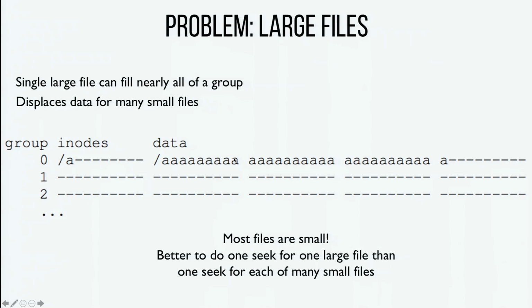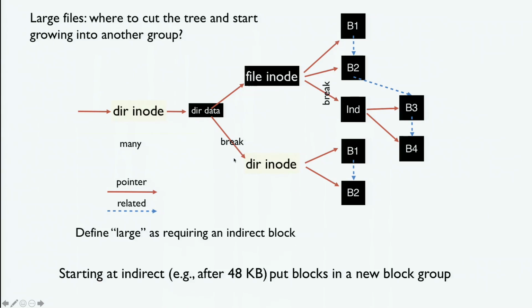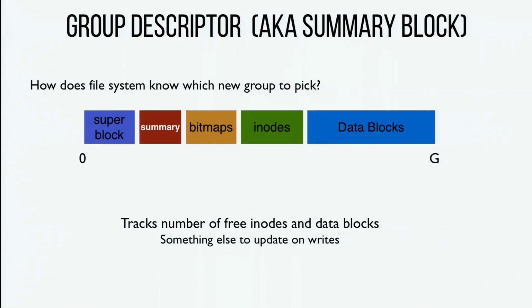All right, so one other piece of information we now need to keep on disk is, in addition to the superblocks and the bitmaps and the inodes and the data blocks, we're also going to have what's called a group descriptor or a summary block. If you end up looking at file system code, you might see this. Basically we just need to keep the statistics there so that the block allocation policy can pick an appropriate group that has more than average number of free blocks or free inodes.